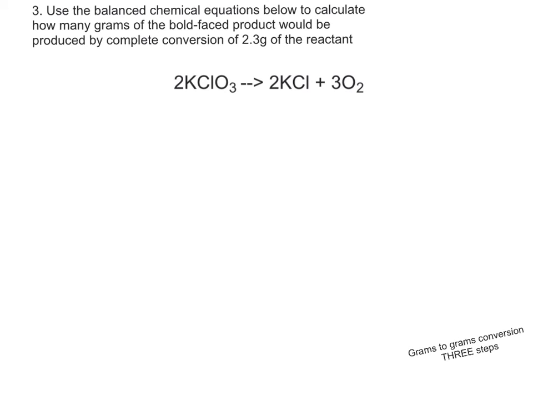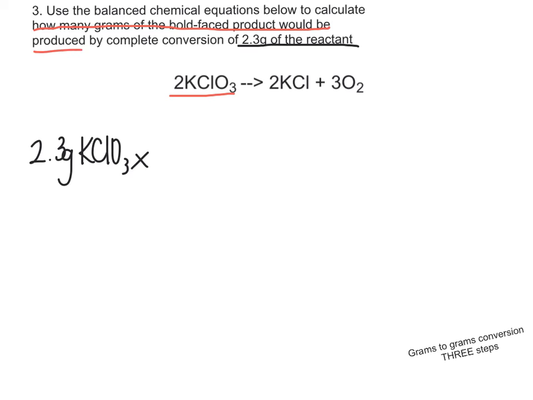Okay, so for this one we have the same procedure. We're still starting with 2.3 grams of the reactant. In this case, we only have one reactant, and that is KClO3. So we're going to start with 2.3 grams of KClO3, and we want to get rid of grams because our ultimate goal is to calculate how many grams of the boldface product will be produced. In this case, our boldface product is KCl.